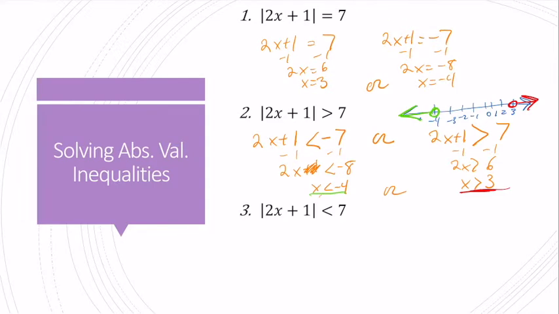How do I take the union of these two sets? Well, we're going to have to use the union symbol. I have negative infinity to negative 4, union 3 to positive infinity. That's going to be our solution set because we're using or, which means union.